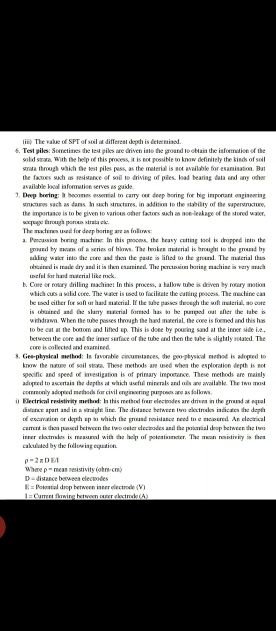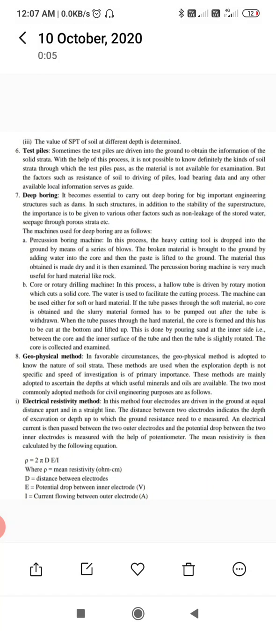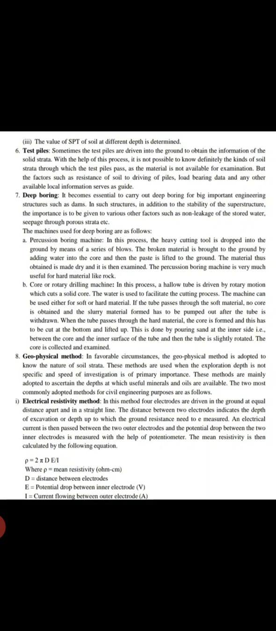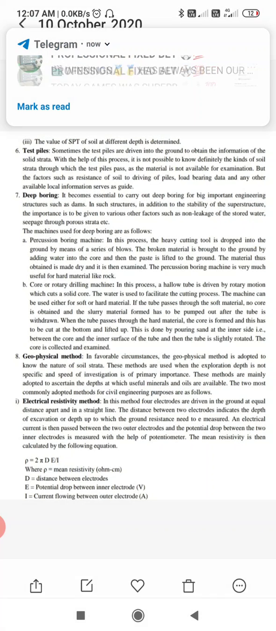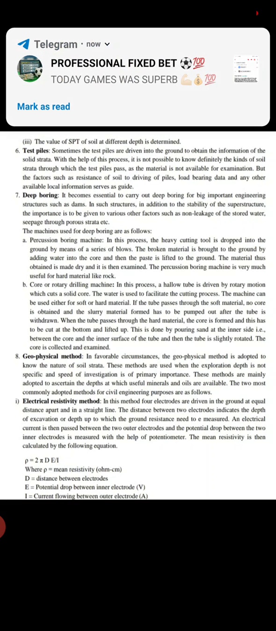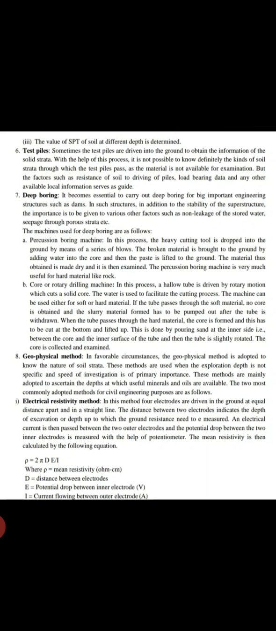The percussion boring machines. In this process, the heavy cutting tool is dropped into the ground by means of a series of blows. The broken material is brought to the ground by adding water into the core, and then the paste is lifted to the ground. The material thus obtained is made dry and then is examined. The percussion boring machinery is very much useful for hard material like rock.